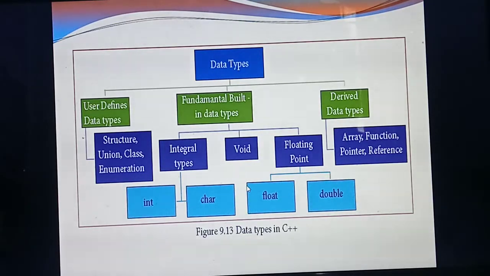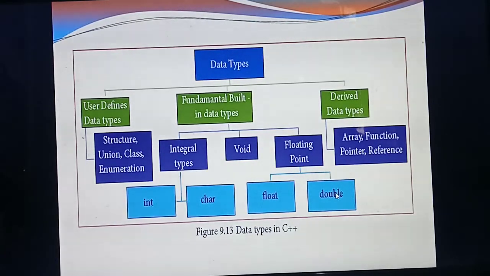Understand? Listen, next. The integral data type is again divided into two types. What are they? Int and character. Next, floating point is again divided into two types. What are they? Float and double. So the integral data type is divided into integer and character, and the floating point data type is divided into float and double. Understood?